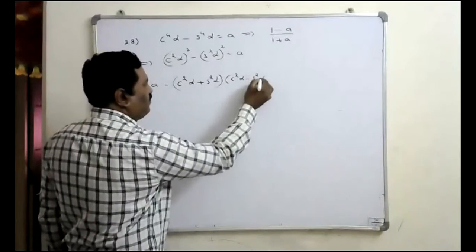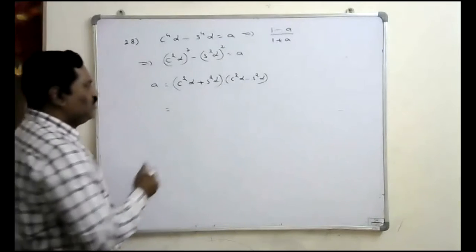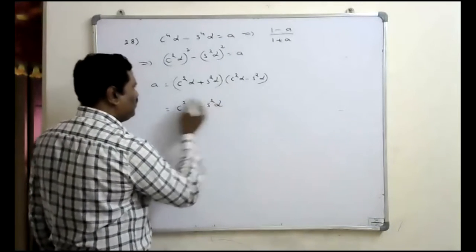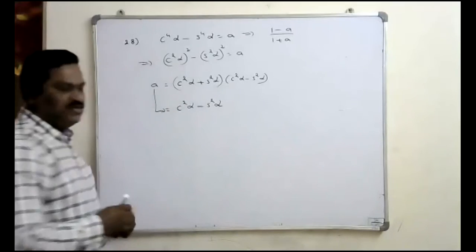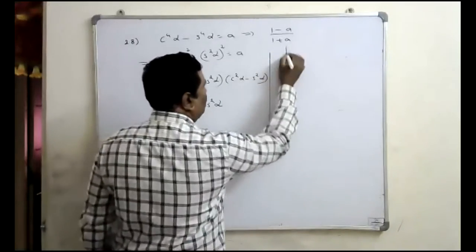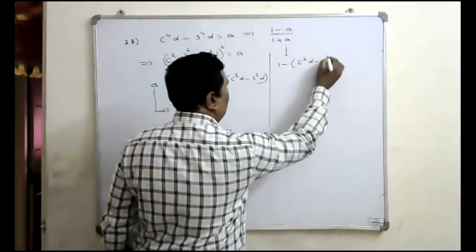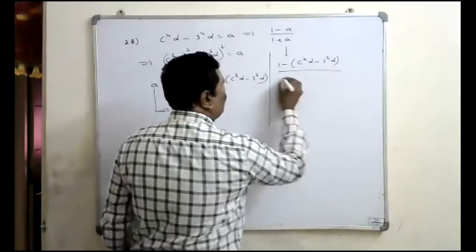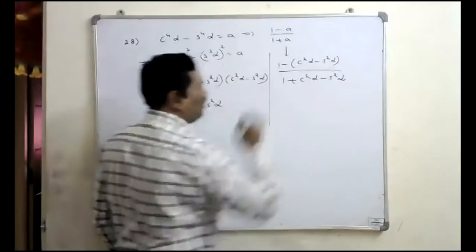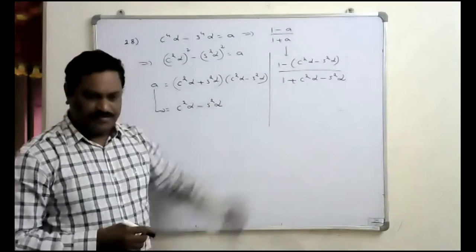Like that you can write a plus b, cos square alpha plus sine square alpha, which is 1, into cos square alpha minus sine square alpha. This is the value of a. Okay, so substitute this a value in this. Then 1 minus a means cos square alpha minus sine square alpha, upon 1 plus cos square alpha minus sine square alpha. Substitute that. Whenever you find a minus, compulsorily don't forget to keep the bracket.